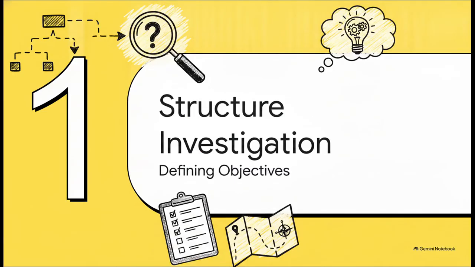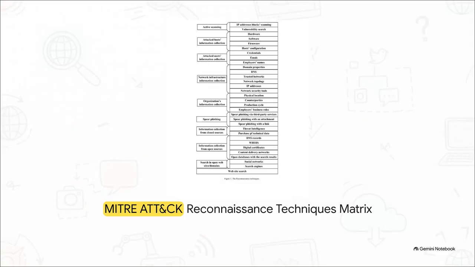Okay, starting with Section 1, structuring the investigation. Because honestly, before we write a single line of code, we really need a solid plan. Just think about the sheer scope of what an investigation can entail. Take a look at the MITRE ATT&CK matrix, specifically focusing on the reconnaissance stage. Notice the massive range of categories here. Everything from active scanning to gathering network infrastructure data and searching open sources.